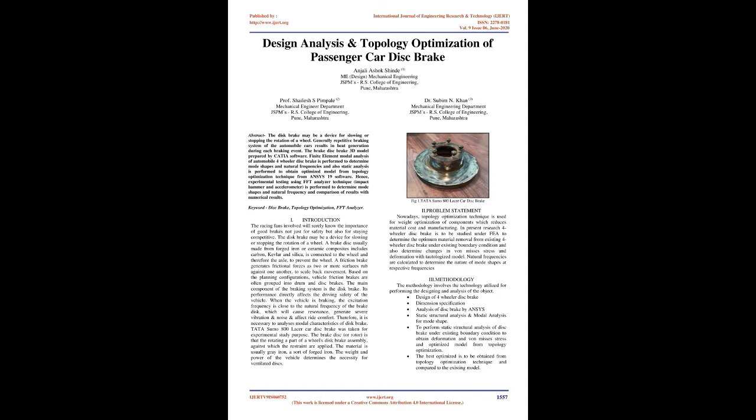Introduction. Racing fans will surely know the importance of good brakes, not just for safety but also for staying competitive. The disc brake is a device for slowing or stopping the rotation of a wheel. A brake disc, usually made from cast iron or ceramic composites including carbon, Kevlar and silica, is connected to the wheel and the axle to stop the wheel. A friction brake generates frictional forces as two or more surfaces rub against one another, to reduce movement. Based on design configurations, vehicle friction brakes are often grouped into drum and disc brakes.